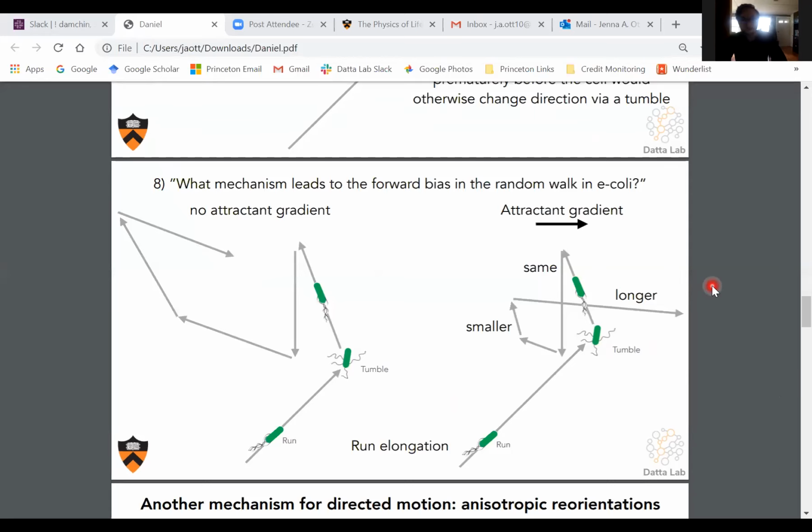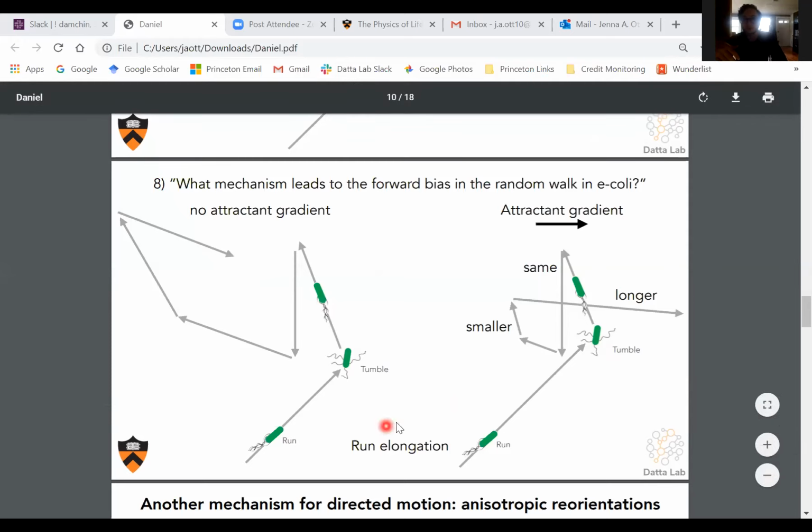This is another topic that Sujit will go over, but it's difficult to wrap one's head around, so it doesn't hurt to go over it twice. What mechanism leads to the forward bias and the random walk in E. coli? So when you're doing run and tumble motion, you can modulate how frequently you tumble. But what that equates to is cells are able to elongate the runs when the arrow is pointing roughly in the direction of the gradient.